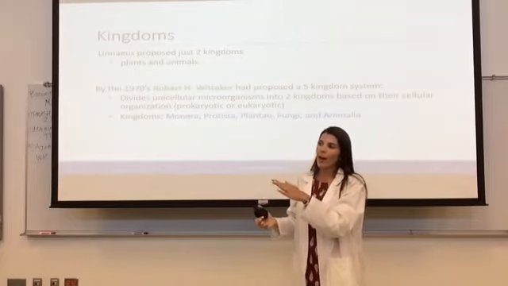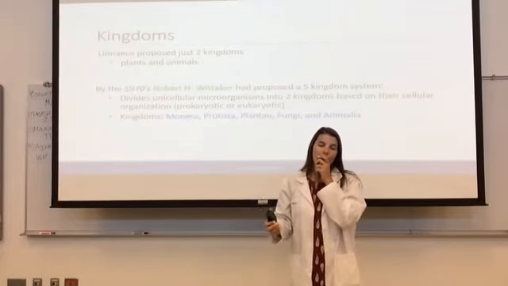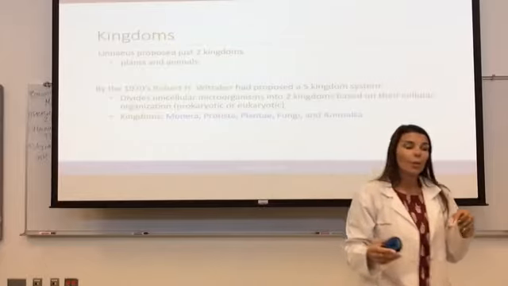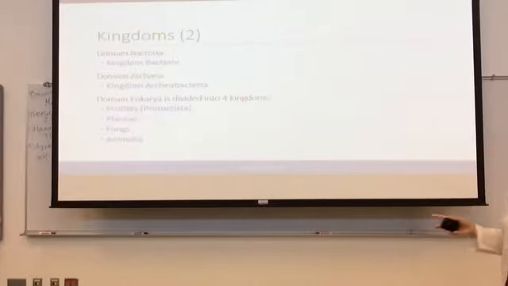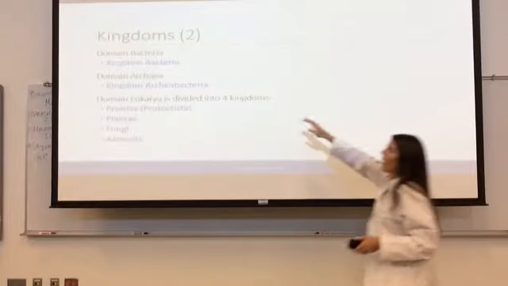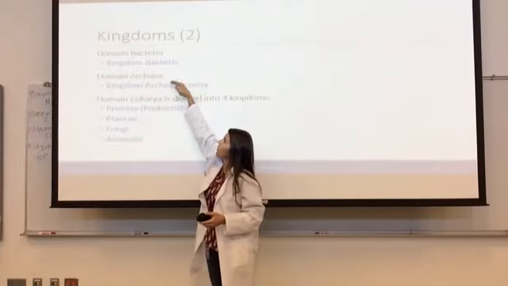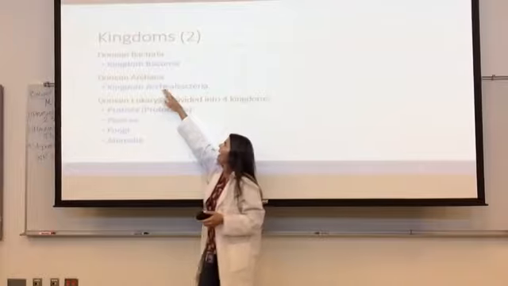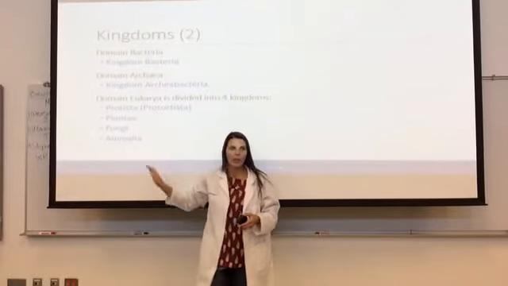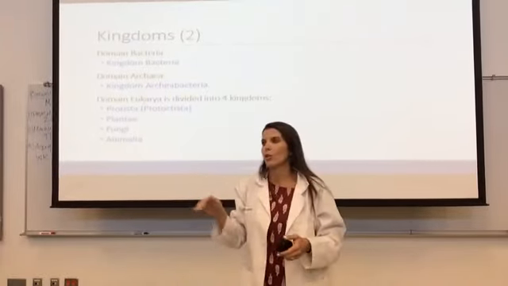Now this is just 5. Today, we recognize 6, which we had already mentioned. So on this slide, I divided it to where I have the domain, because the 3 domains, and then I have the kingdom that's associated with it. So there was no confusion in your mind when you're studying.